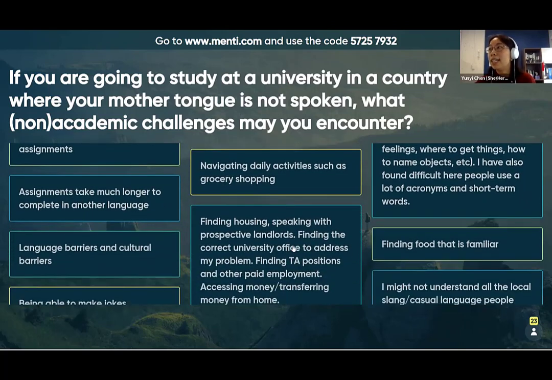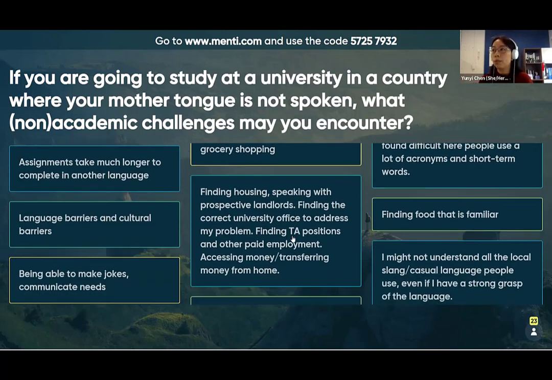Navigating daily activities such as grocery shopping, especially in winter when it's snowing and really cold, finding housing, once again, speaking with prospective landlords, finding the correct university office to address my problem exactly, finding TA positions and other paid employment, financial support is one big thing on top of academic study and many other things. So I do feel you.